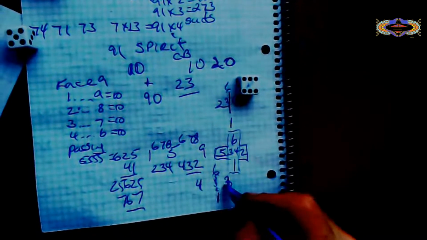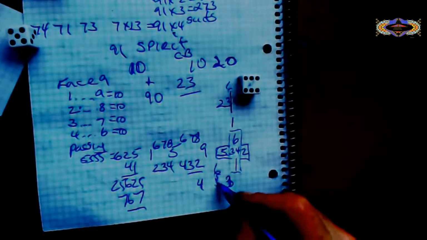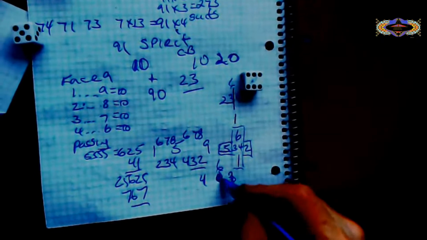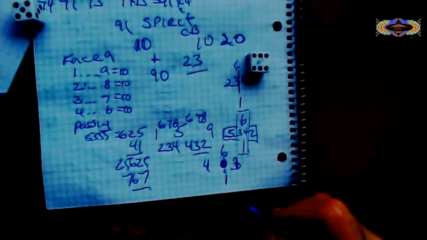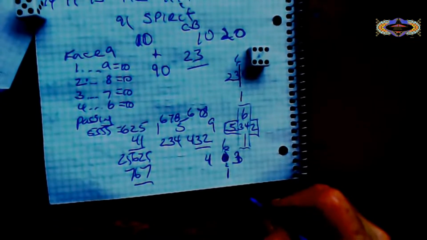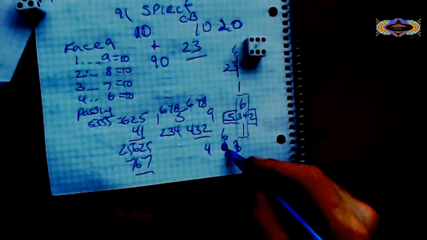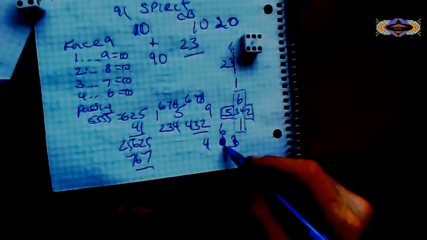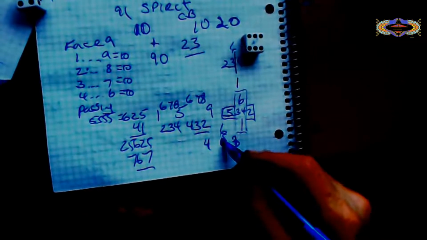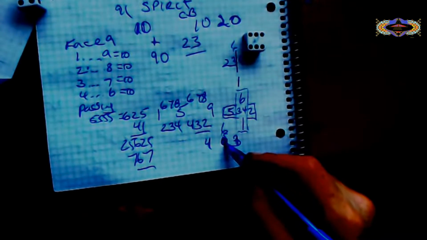And then from here to here is actually just going to be 1. It's just going to be one number in the dead center. It's just 1.